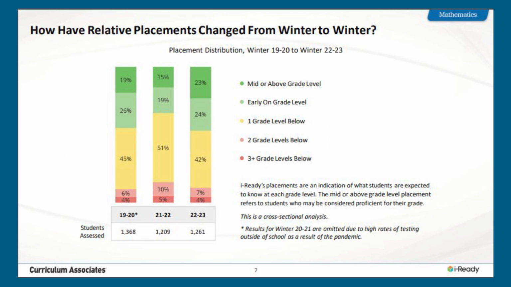This is winter by winter. So as a district, the dark green is more than the pre-pandemic level. When I look at the dark green, pre-pandemic, we were at 19% of the kids scoring mid or above level. We're now at 23% of the kids scoring mid or above level. The light green is a little less, 26% to 24%. We're trending back up to that pre-pandemic level. And the yellow and the red is very comparable to pre-pandemic levels.